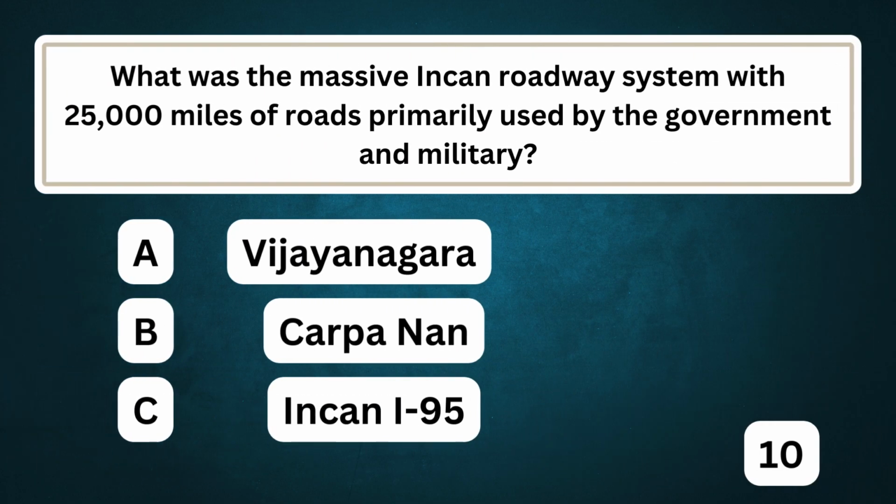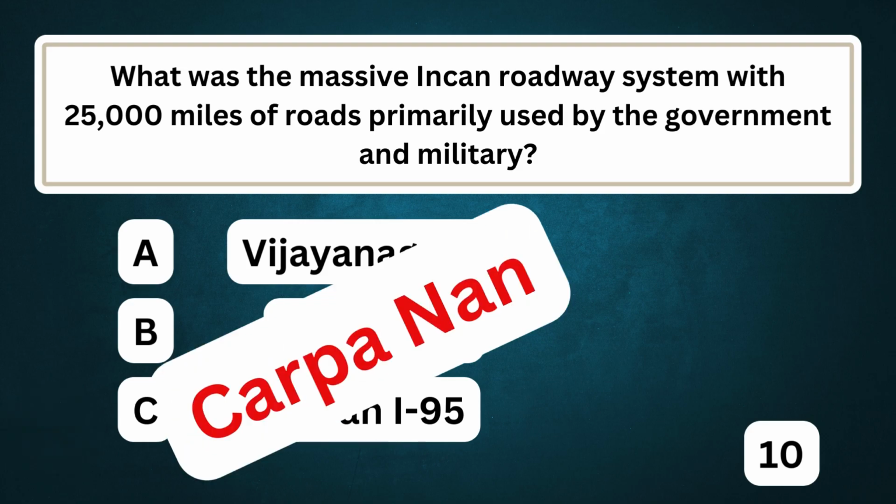What was the massive Incan roadway system with 25,000 miles of roads primarily used by the government and military? Qhapaq Ñan was the extensive Incan roadway system used mainly by the government and military.